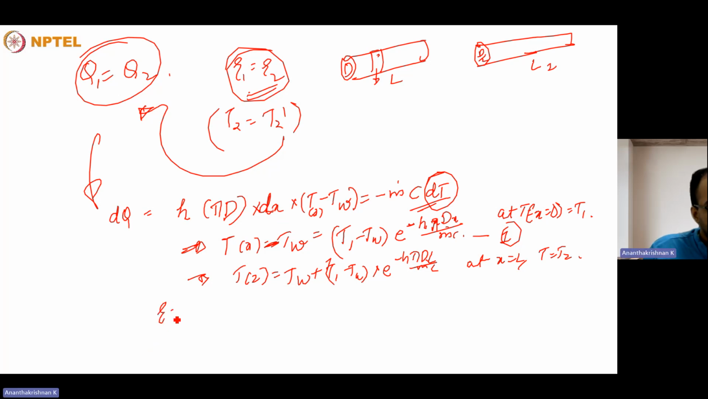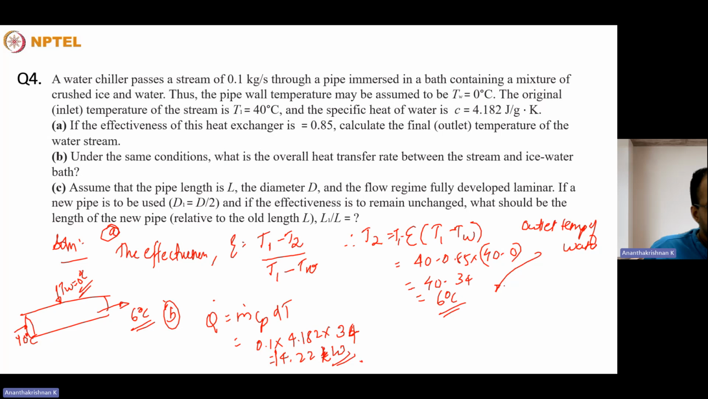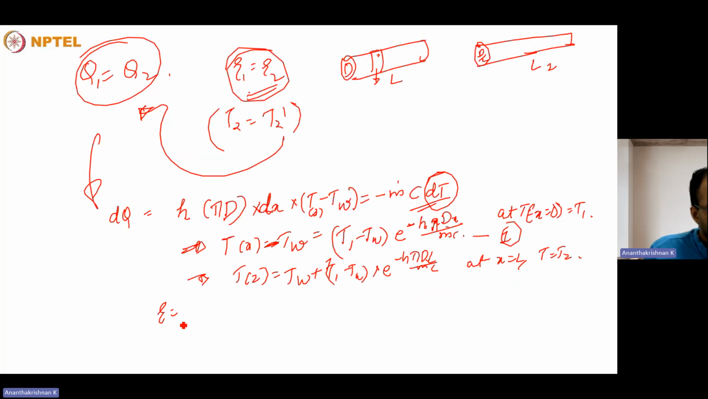So the effectiveness is equal to T1 minus T2 divided by T1 minus T wall. Here we know T2 minus T wall divided by T1 minus T wall is equal to this term. So taking 1 minus this on the left hand side, we get T1 minus T2 divided by T1 minus T wall, that is equal to 1 minus e raised to minus of h pi d L divided by m dot c.